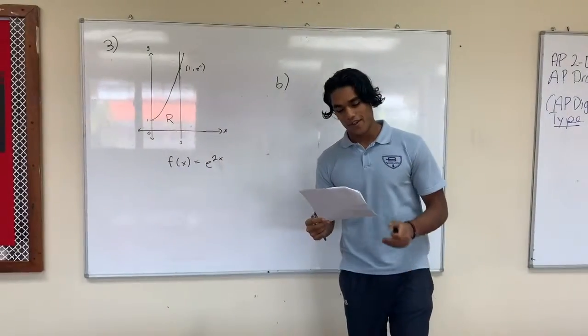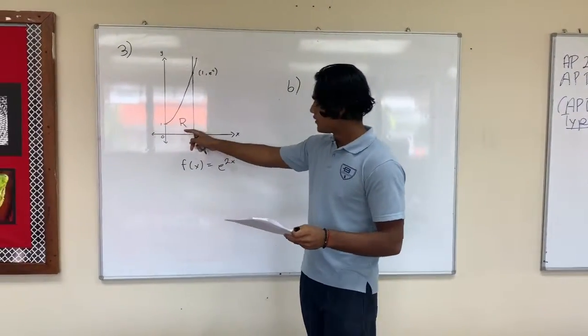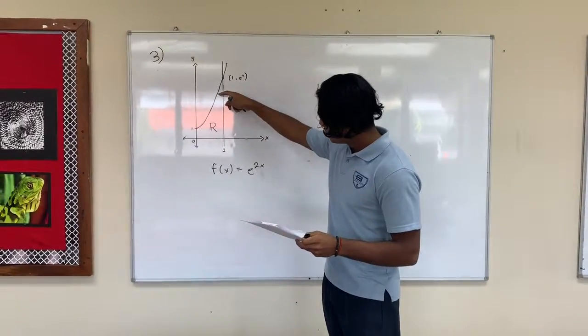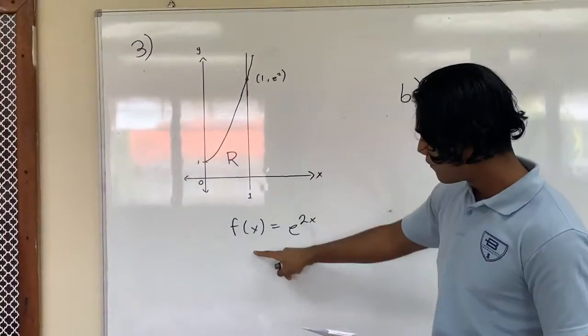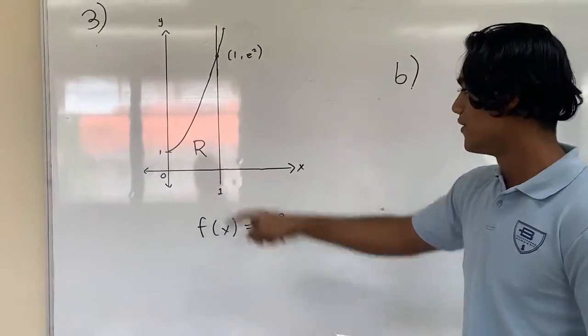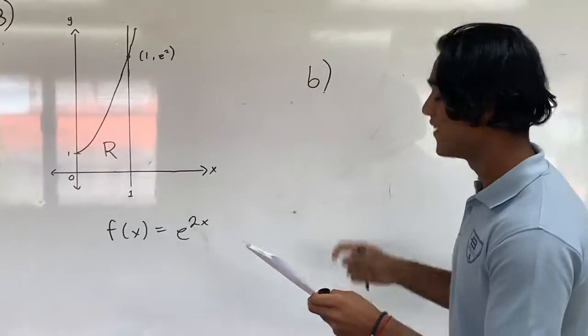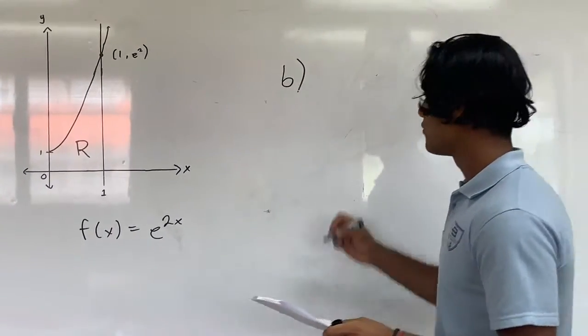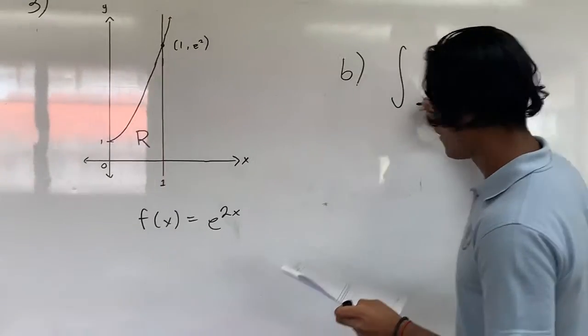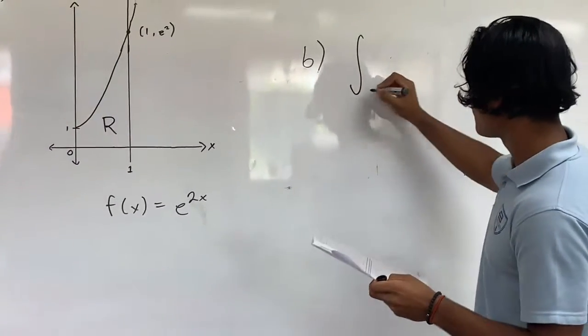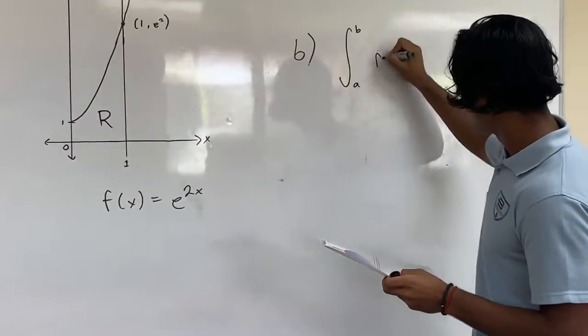Letter B asks for the area of R. R is a region that is enclosed by f of x and the x-axis. So first, the formula to find the area under a graph is the integral from a to b.